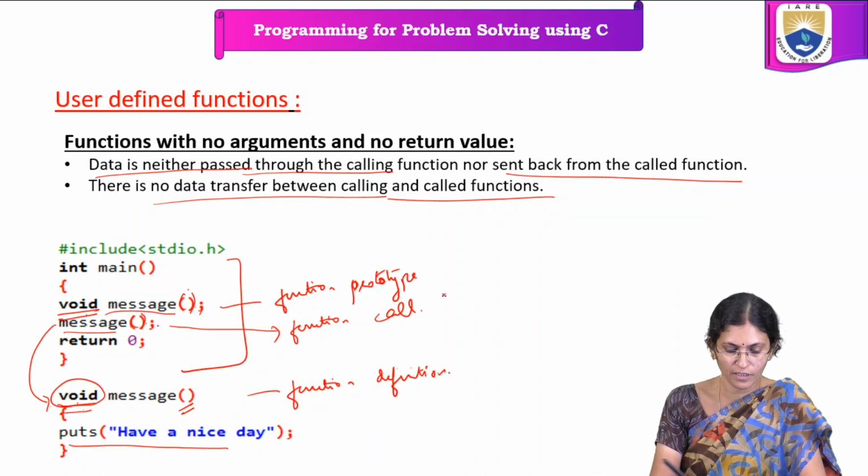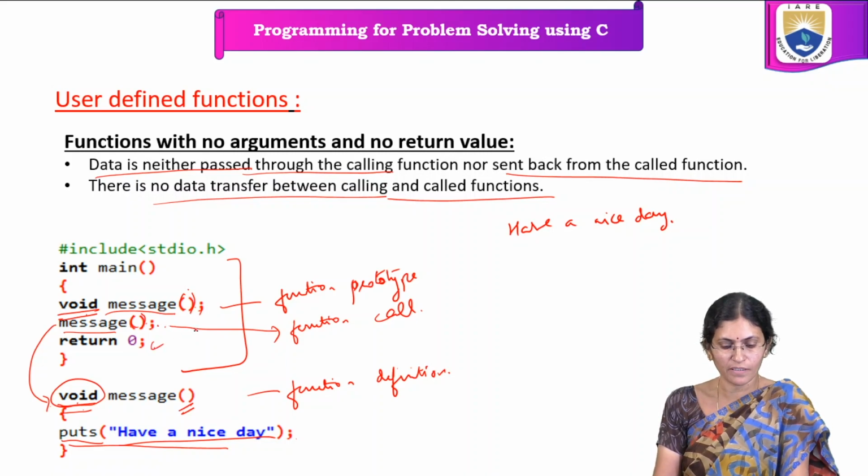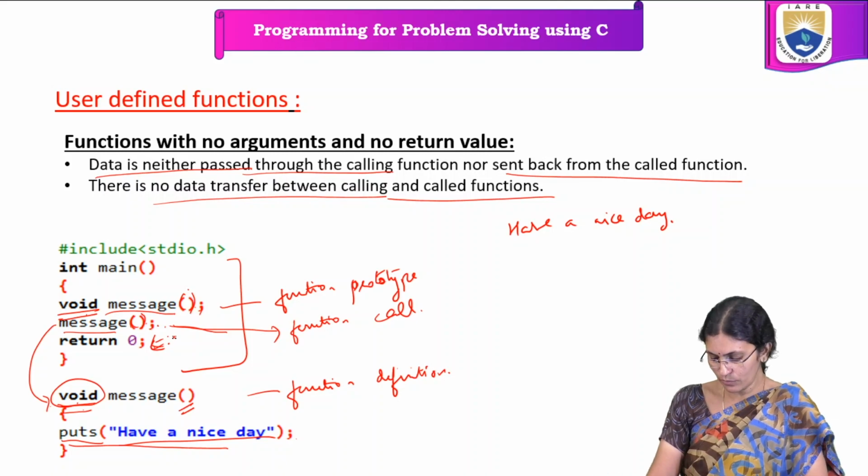The output of this is just printing a string on the screen by using the puts function. Have a nice day. This is the output of the function. Whenever the control is transferred here, this line will be printed. After that, it does not return anything. Then control is again transferred back. After the function call we don't have any statements, so that is the end of the program.